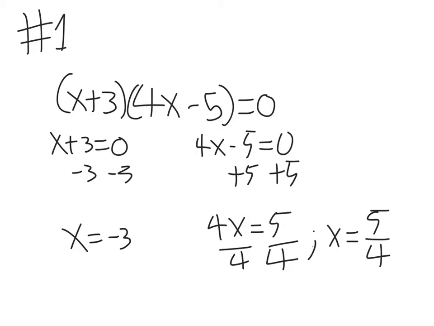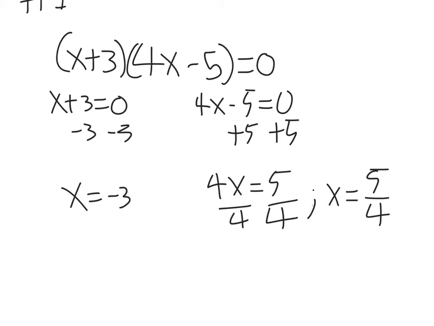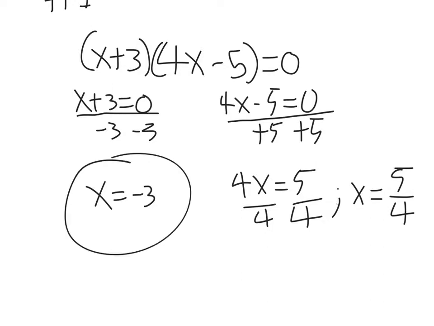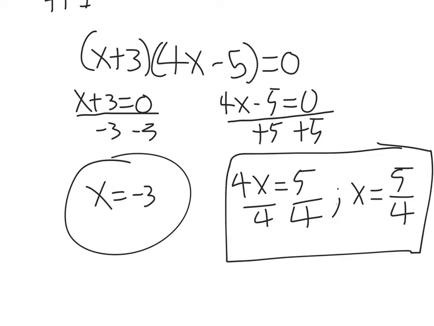For the first problem here, you have x plus 3 times 4x minus 5 equals 0. So what you're going to do simply is set all of these equal to 0. So you would do x plus 3 equals 0 and 4x minus 5 equals 0. And so for x plus 3 equals 0, you would get x equals negative 3. And then for 4x minus 5 equals 0, you would get 4x equals 5, but that can further be simplified into x equals 5/4.